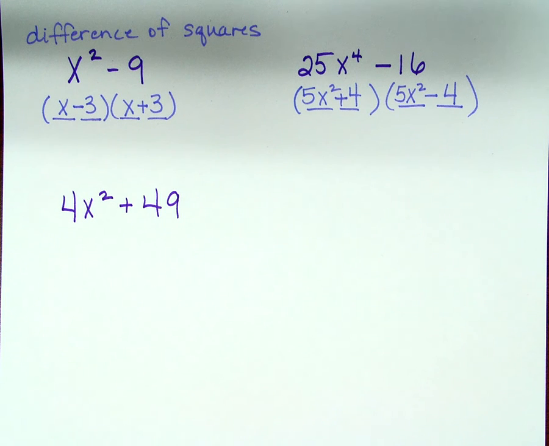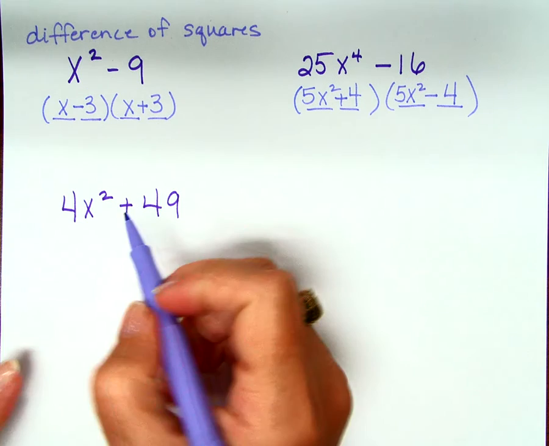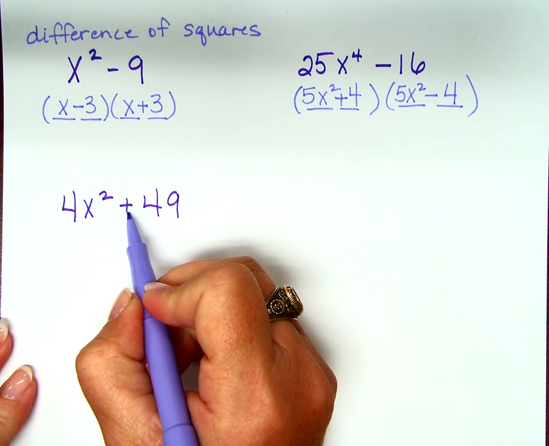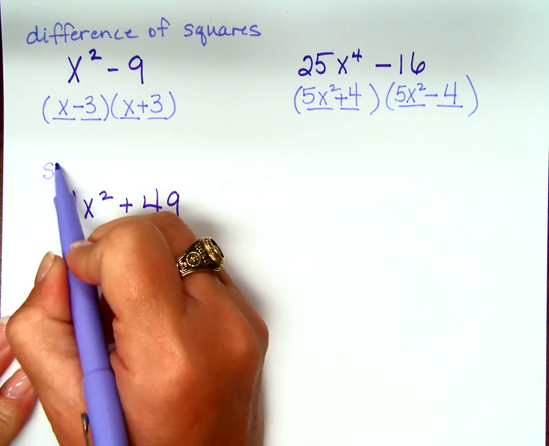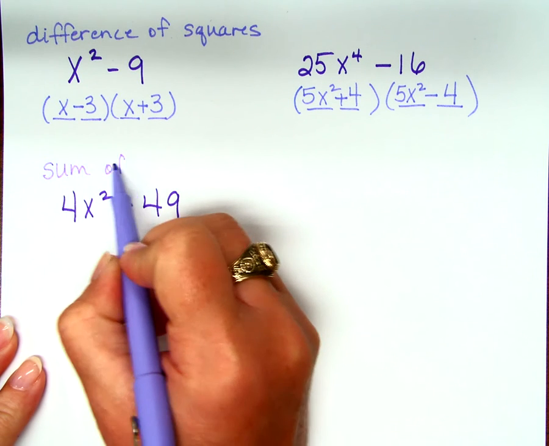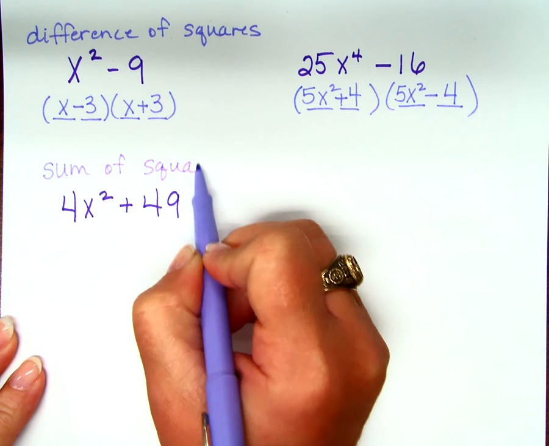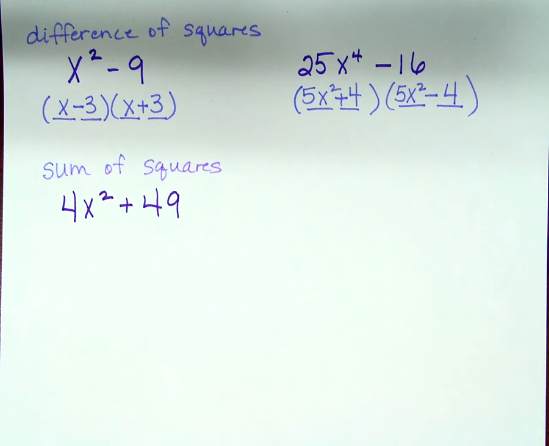Is it the difference of squares? Oh, no? What is it? It's a what? So that means it's the sum of squares, right? If you thought difference of squares was easy, sum of squares is cake. And I'm sorry for saying cake and not having any cake to share.